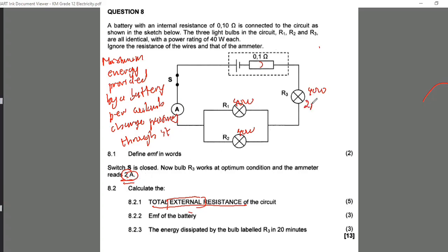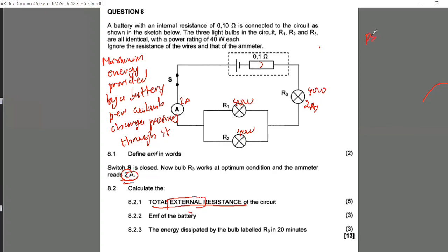We know that if R3 reads 2 amperes, that means even this ammeter here is reading 2 amperes, because remember R3 is connected in series, right? If these are both connected in series, that means they have the same current. Remember, for components connected in series, the current is the same throughout. So we have 2 amperes here, so the total current is 2 amperes. So we can simply use this to find the resistance of R3. Since we are told that these bulbs are identical, the resistance we find for R3 will be the same resistance for R1 and R2.